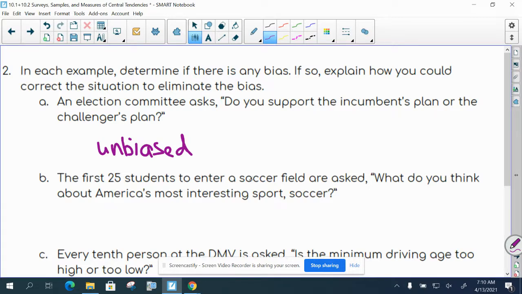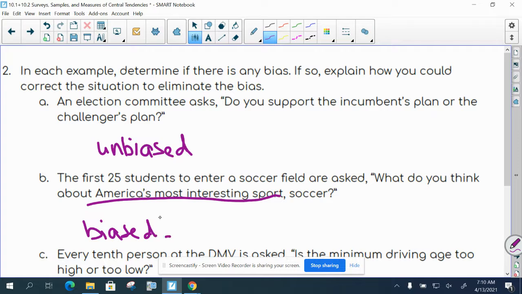It's not trying to steer you in a particular direction. The first 25 students to enter the soccer field are asked, what do you think about America's most interesting sport, soccer? So first of all, they're asking the first 25 people who come in. So they're probably going to like soccer. And then second of all, the question is worded America's most interesting sport. So it's trying to get you to be like, oh yeah, soccer is the most interesting sport. So this is definitely biased.